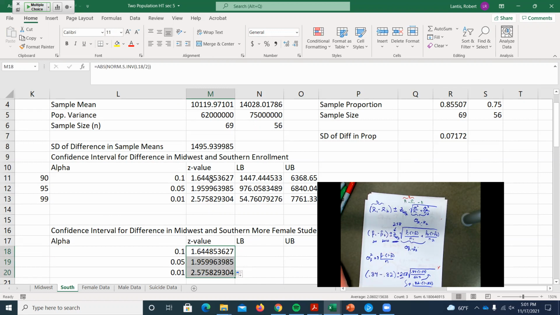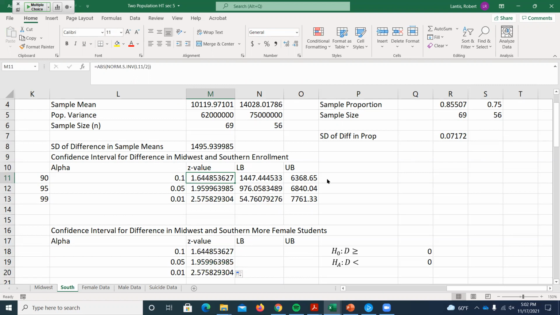Okay. Now notice, we're using the standard normal distribution, so it's the exact same values as what we found on Monday for the difference in sample means. Right? It's the exact same thing if I had sample means and I knew the population variances, or if I'm dealing with proportions. Okay.